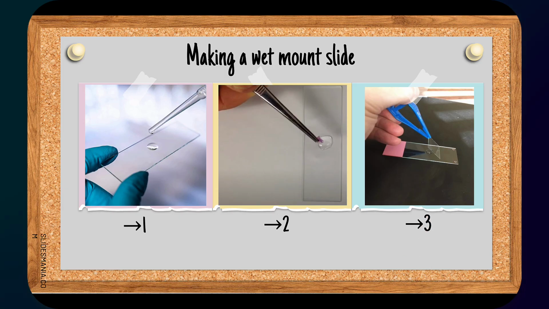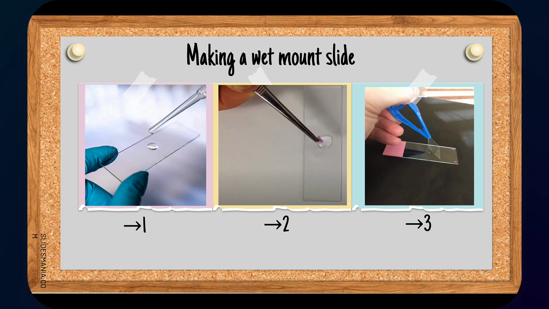Then take the cover slip, that's the little square thing, and place one side of the cover slip at an angle so that its edge touches the slide and the outer edge of the drop. In this picture, they have it too far away from the drop. You want that edge that's touching the slide to be right on the edge of the drop of water. Slowly lower the cover slip down, avoiding air bubbles as much as possible.